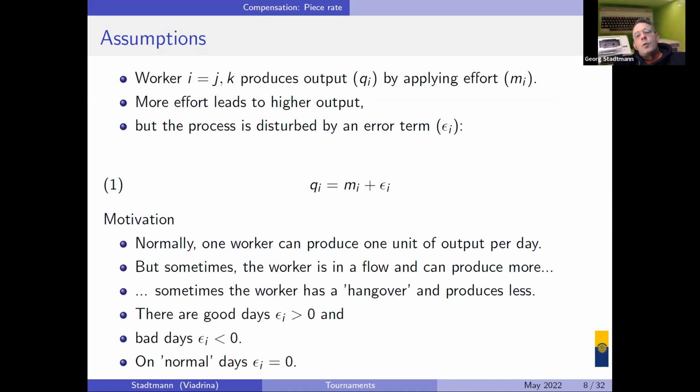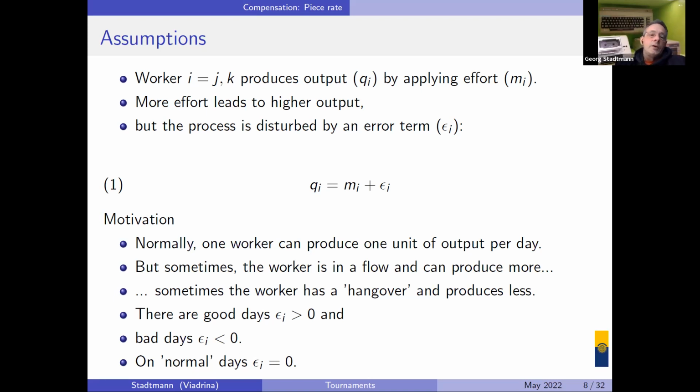Normally, one worker can produce 1 unit of output per day. So when the effort level m_i is equal to 1, then we can get 1 unit of output per day. But sometimes the worker is in a flow and can produce more. And sometimes the worker has a hangover and can produce less.